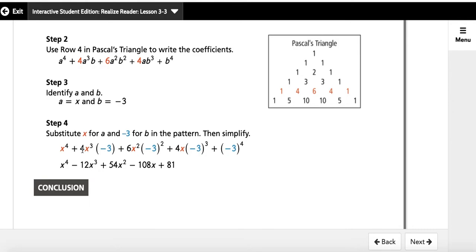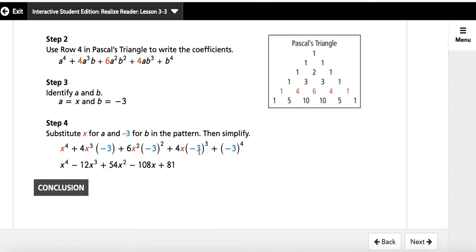First term is x to the 4th. The second one is 4x cubed times negative 3. So the 4 times the negative 3 gives us negative 12 as the final coefficient. Then we have 6 from Pascal's triangle. The x, because that's what a is, x squared, and the b is squared also. So we have negative 3 squared, which is 9, and 9 times 6 is 54.